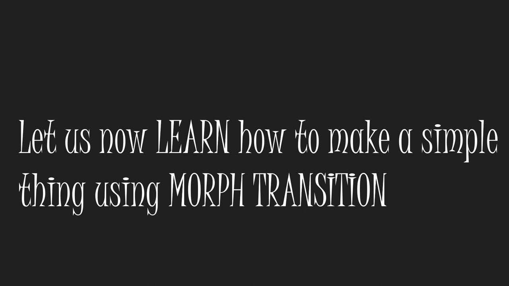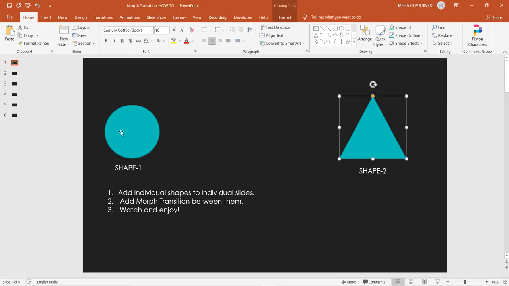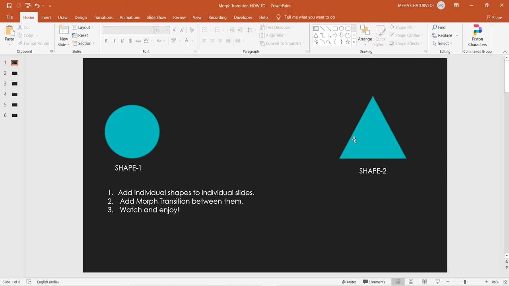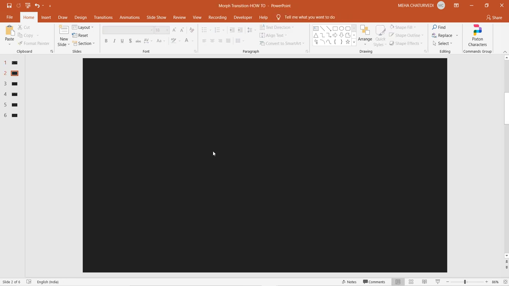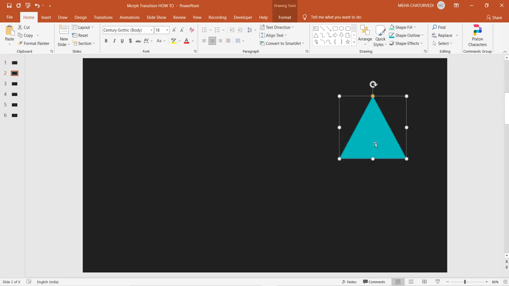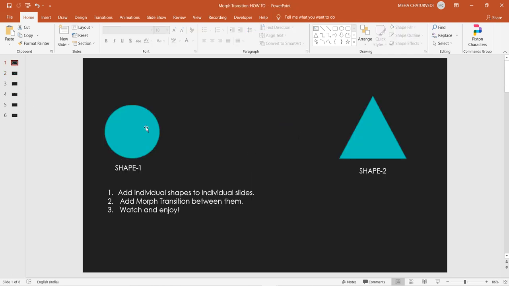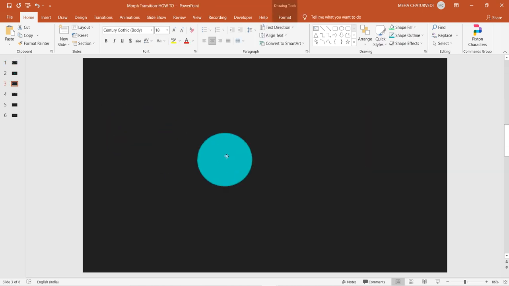But before that, I'll be teaching you all how to work with this transition. We start with two shapes, a circle and a triangle. Now we need to add these shapes on individual slides. So I'm going to copy the circle, and then I'm going to paste it. Now I'm going to copy the circle again, and paste it after the triangle.